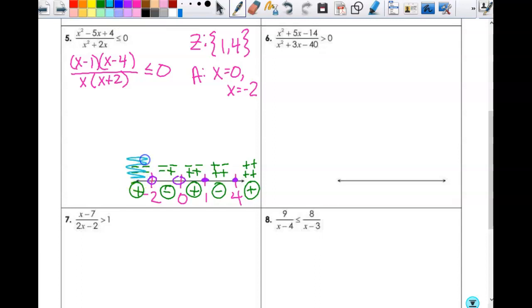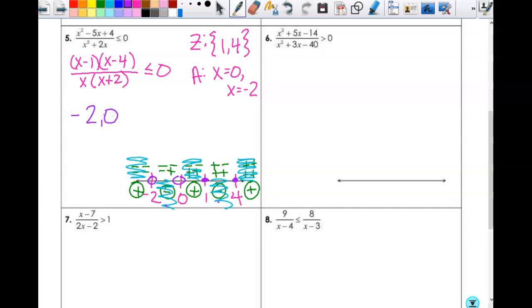This is positive, this is negative, this is positive, this is negative, this is positive. Okay. And we want this when our function is what? Less than or equal to 0. So we're looking for the negative. So it's just these two down here. So from negative 2 to 0.